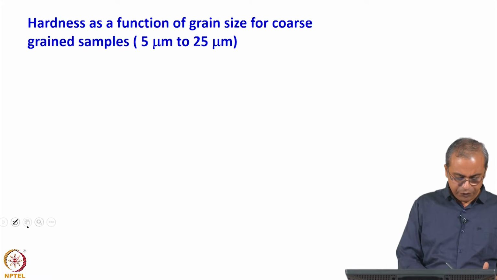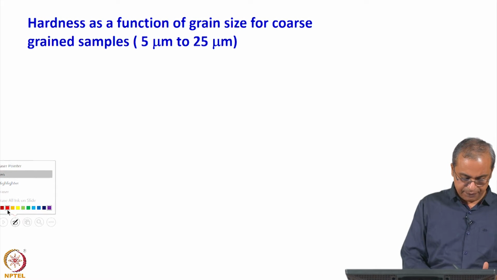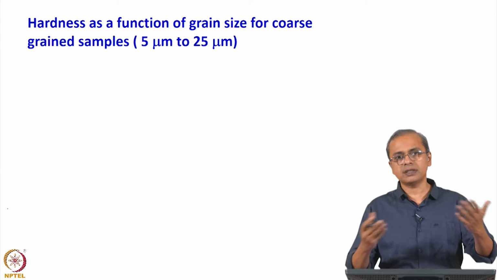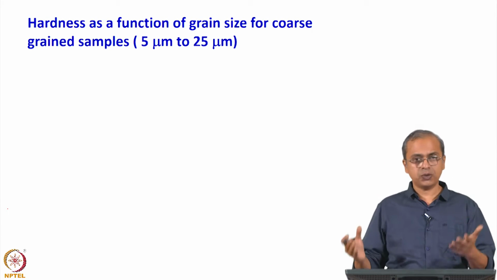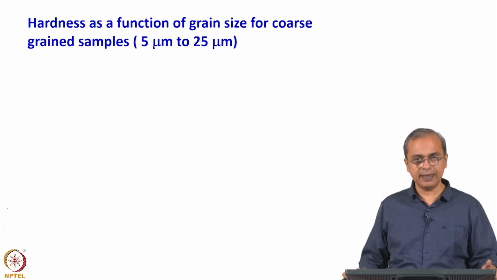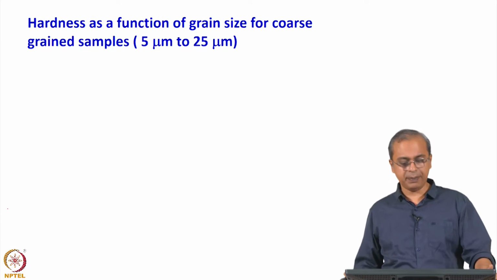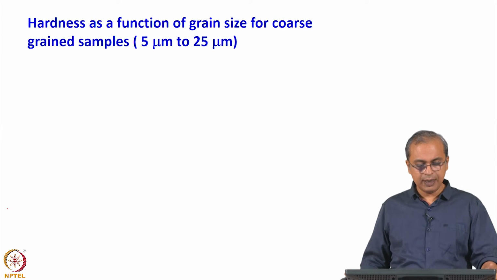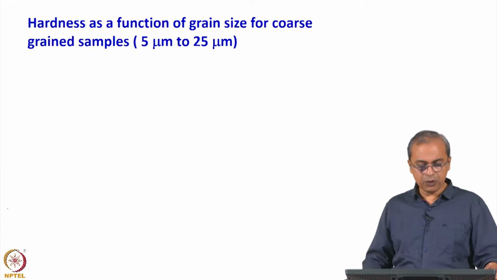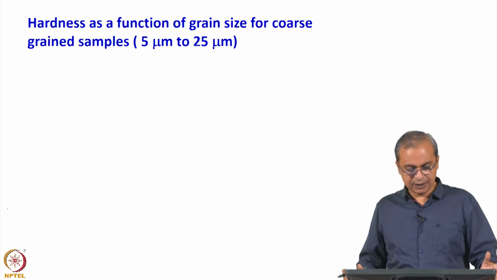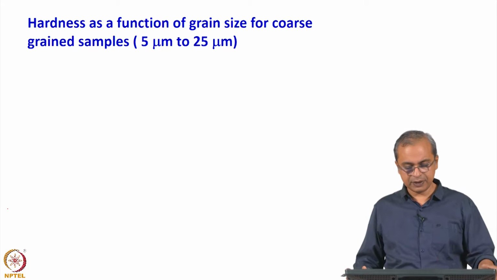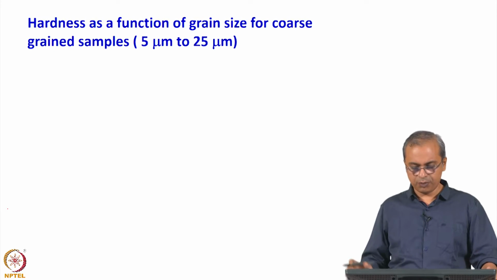So, now if you look at, we just draw a schematic here. You can look up actual values for various systems in the literature, including in that paper that I have mentioned, the original paper where this work was carried out for the first time. So, if you look at hardness as a function of grain size for coarse grained samples where the grain size is 5 micron to about 25 micron.